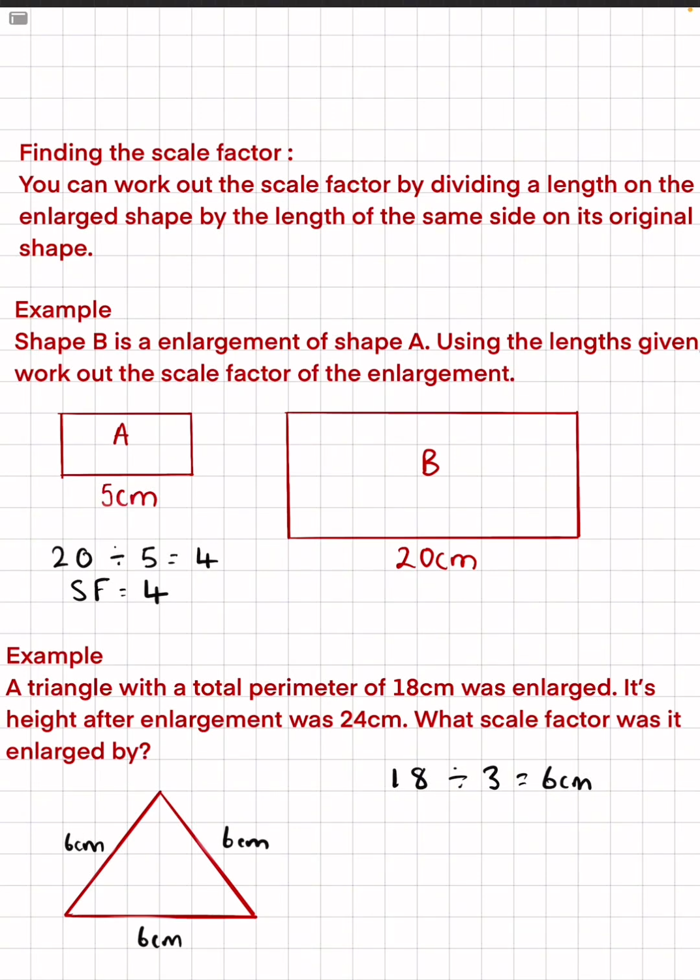To find the scale factor, we need to divide a length on the enlarged shape by the length of the same side on its original shape. So the enlarged shape has a length of 24 centimeters, and the original shape is 6 centimeters. 24 divided by 6 is 4. So the scale factor equals 4.